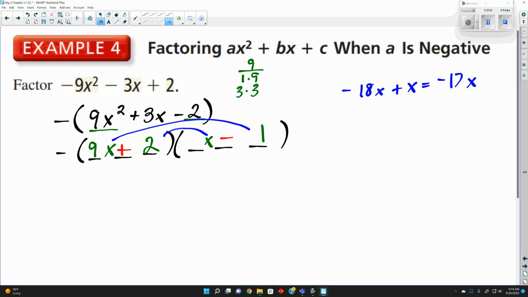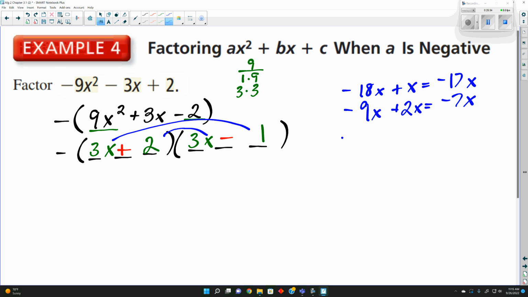And check it again. 9x times negative 1 is negative 9x. 2 times x is plus 2x. And negative 9x plus 2x is negative 7x. Is that the middle term that we wanted? No. Now there's no other arrangement for 1 and 2. So we have to switch it from 1 and 9 to 3 and 3. And we can check this again.